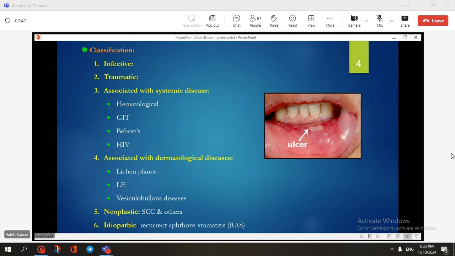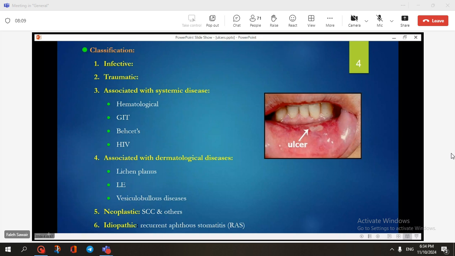Also, ulcers can be as a result of trauma, whether this trauma is mechanical trauma, physical trauma, or chemicals, or for example thermal, or it could be sometimes radiation. So it could be traumatic ulcers.